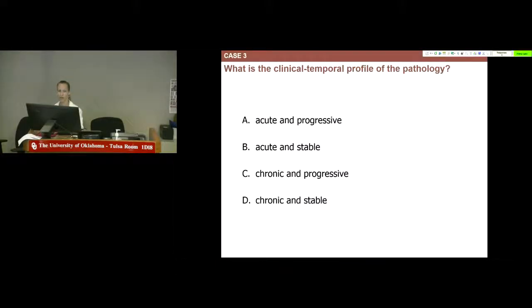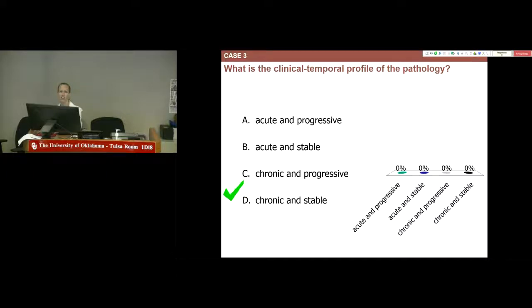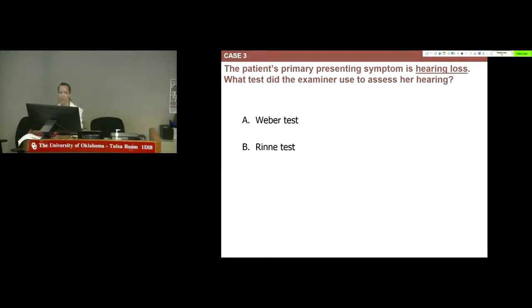All right, so what about her? Clinical temporal profile. Man, we keep getting these today, don't we? You're right, they've been going on for a while, and they all seem to be getting worse, do they not? So that is suggestive of something growing inside your head. So the patient's primary symptom was, what was her biggest issue? She couldn't talk on her phone in that ear, right?